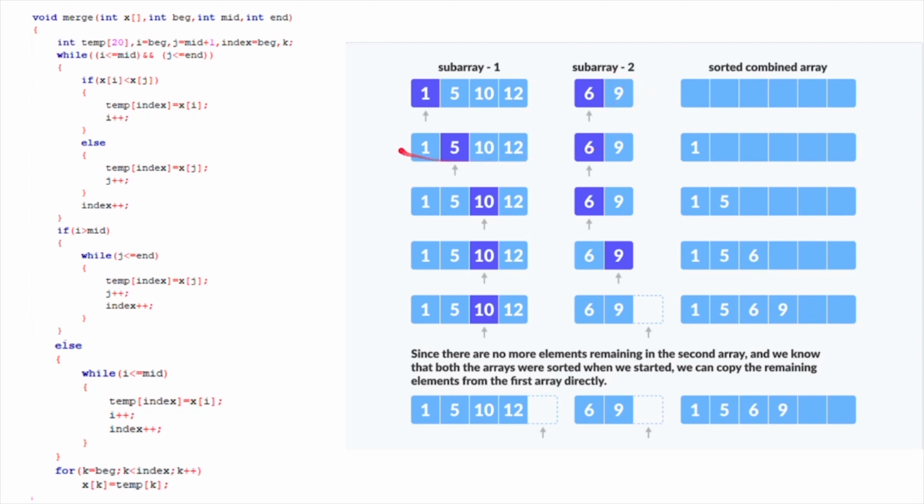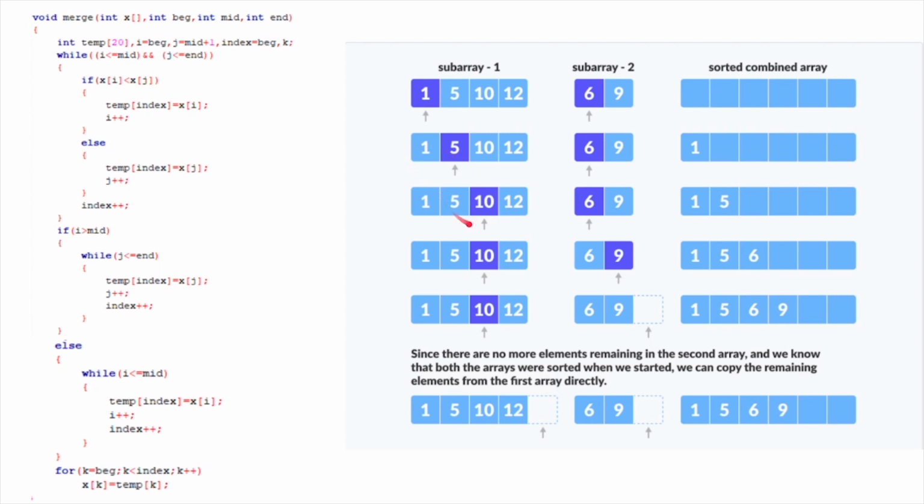Here, i is pointing at 1, j points at 6, while index is pointing at the beginning of the temp array. The first while loop runs until one of the sub-arrays is fully exhausted. Now, we check if x[i] is less than x[j]. Yes, it is, and therefore 1 is pushed into the temp array. Now i is incremented. Now we check if 5 is less than 6, and therefore 5 is pushed into the temp array.